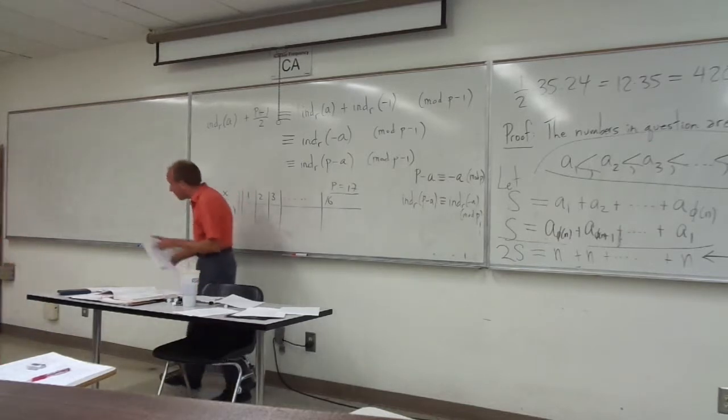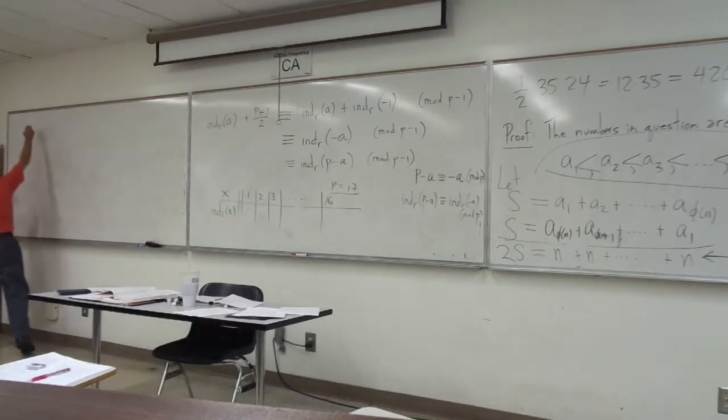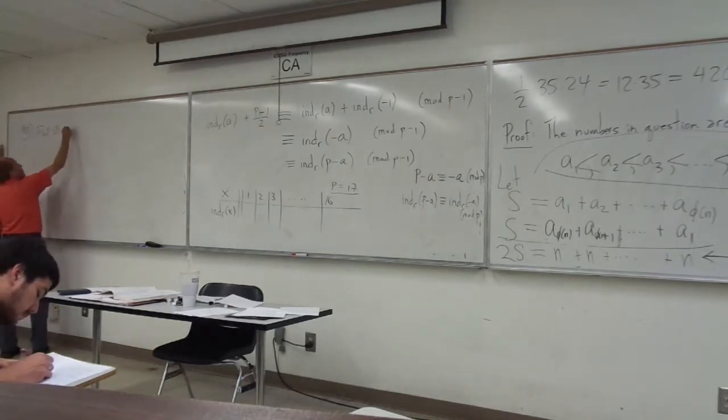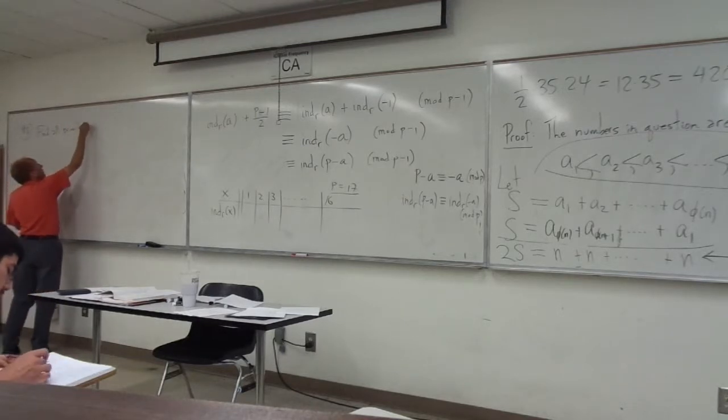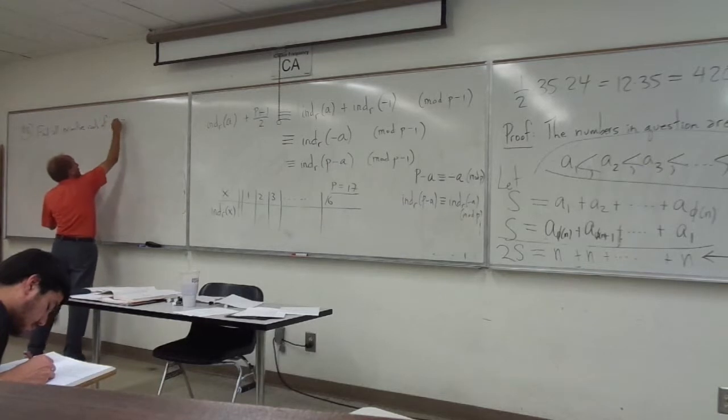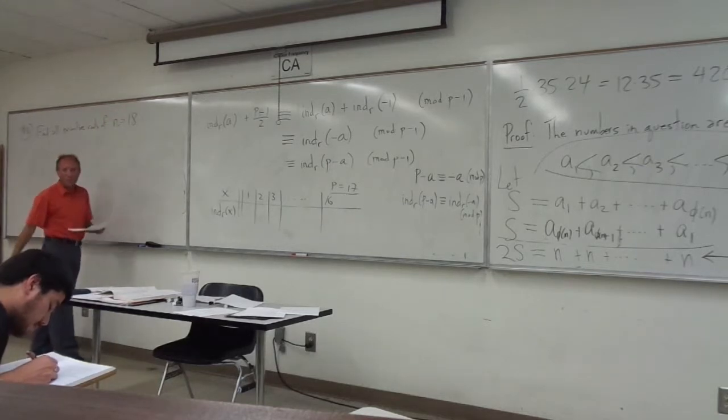Oh, yeah, here we go. This is what I was looking for. Find number 7, is it? 8. Find all primitive roots of n equal to 18.